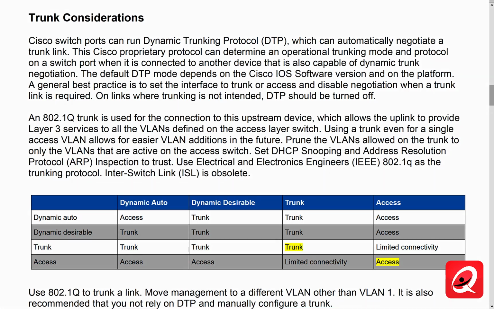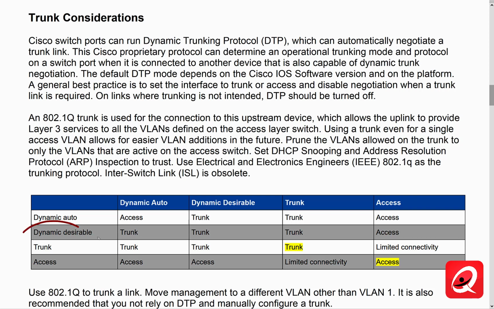Whether it is a function like dynamic auto, which is a passive function that says, you know what, I will become a trunk if I see DTP messages that indicate I should become a trunk, but I will not actively try to form a trunk link with the device on the other side. Auto is a passive trunking control protocol. Or am I going to run desirable?